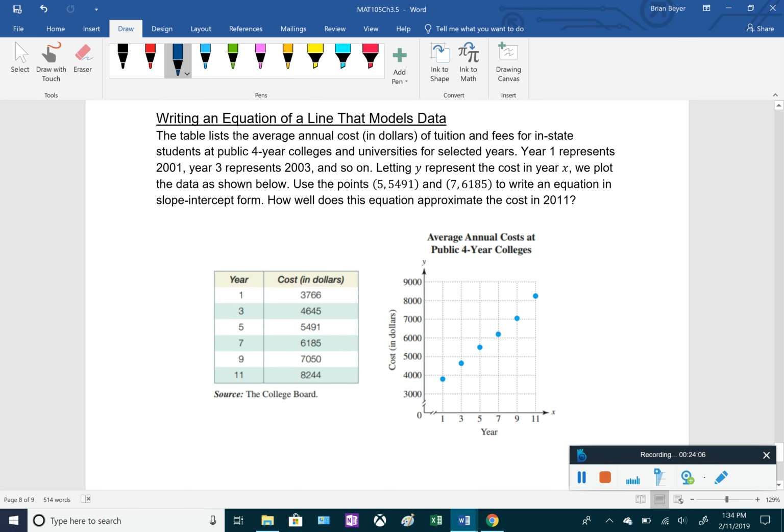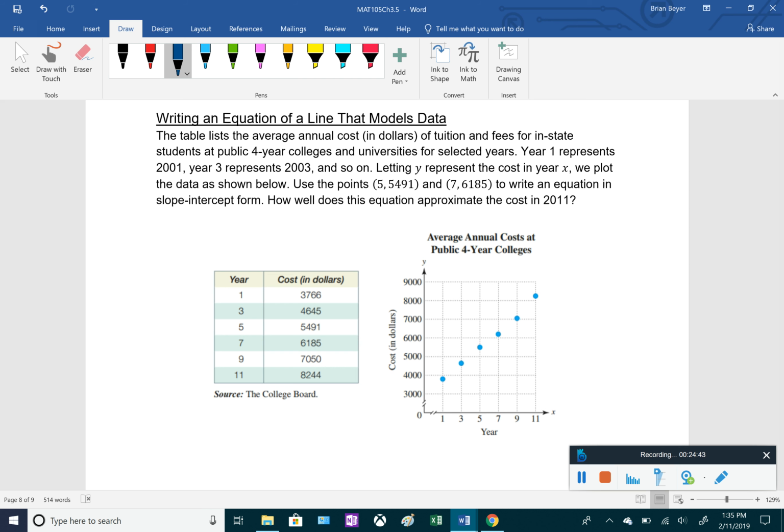Okay, so let's do an actual modeling example, just meaning a real-world application here. We have a table that lists the average annual cost in dollars of tuition and fees for in-state students at a public four-year college and university for these selected years. Year 1 here represents 2001. Year 3 represents 2003, and so on. So you can see that table and see year 1, 3, 5, 7, 9, 11. So letting y represent the cost in year x, y is the cost and x is the year.